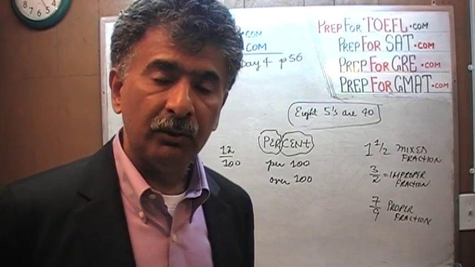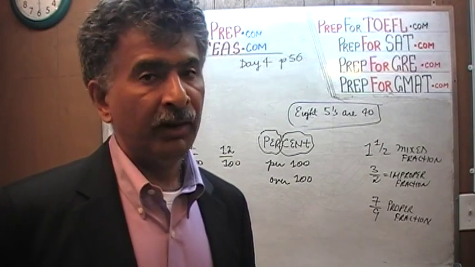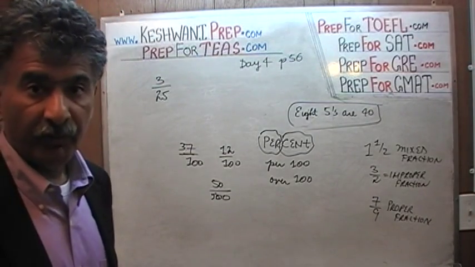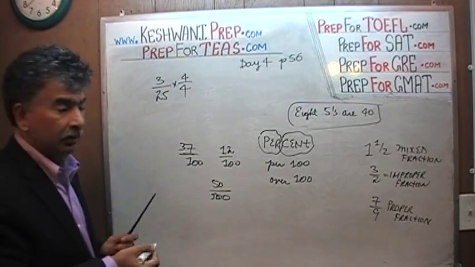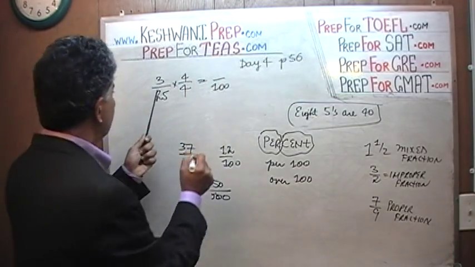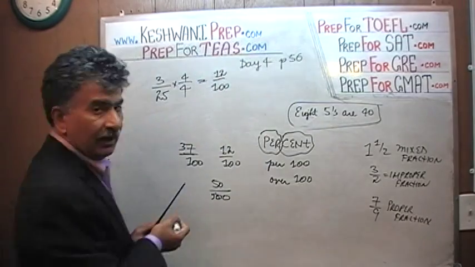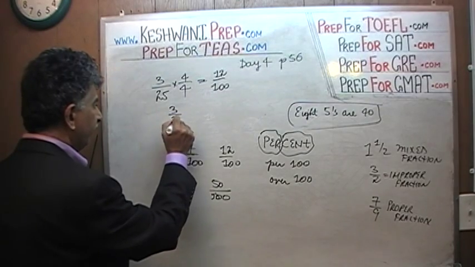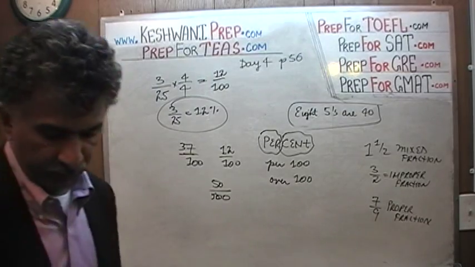If you can somehow convert the bottom part, the denominator, into a 100, how can we convert 25 into 100? Well, that's very straightforward. Multiply the top and the bottom by 4. Voila! Now we get 25 times 4, which is 100. And on the top we simply have 3 times 4, which is 12. So it turns out that 3/25 is equal to 12%.